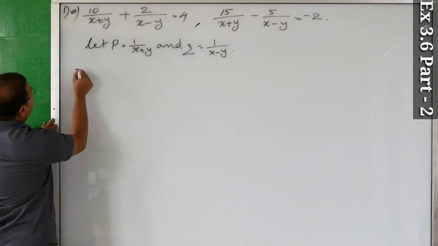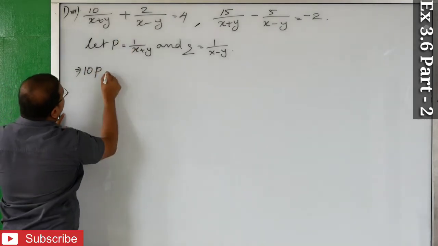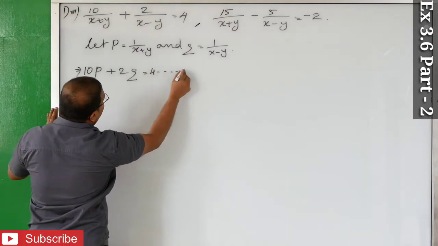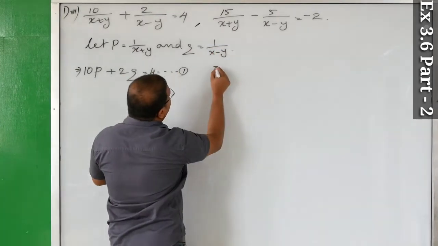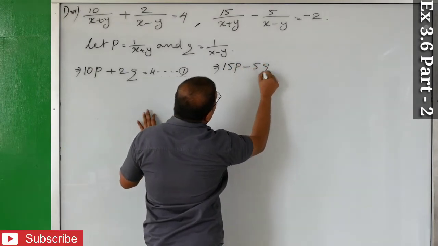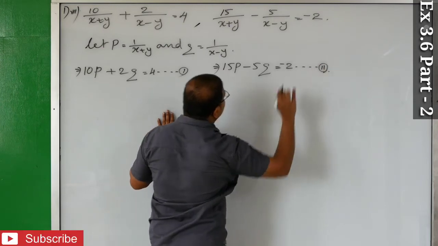Ready? That implies the first equation, what will happen? 10p plus 2q equals 4. This is equation number 1. And here what will happen to this? This implies 15p minus 5q equals minus 2. This is equation number 2.